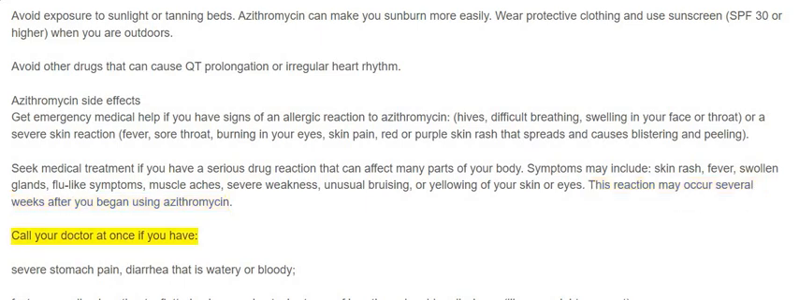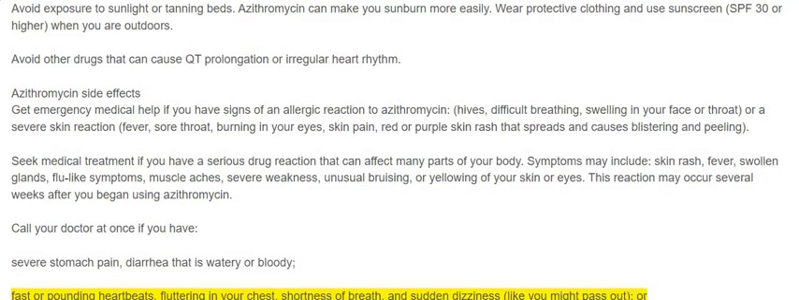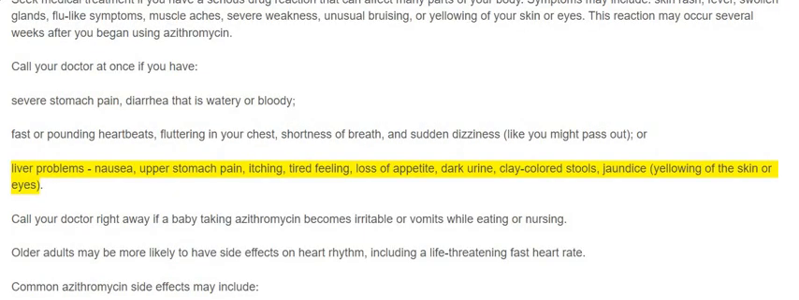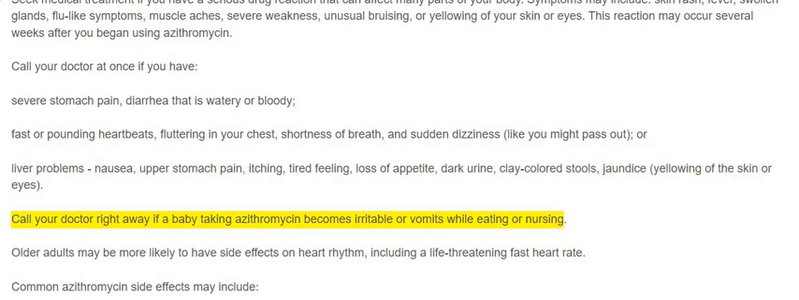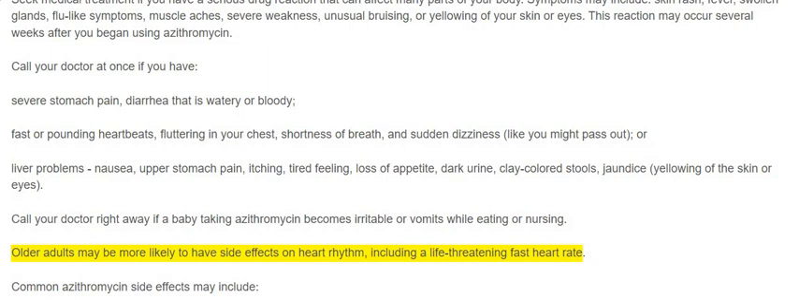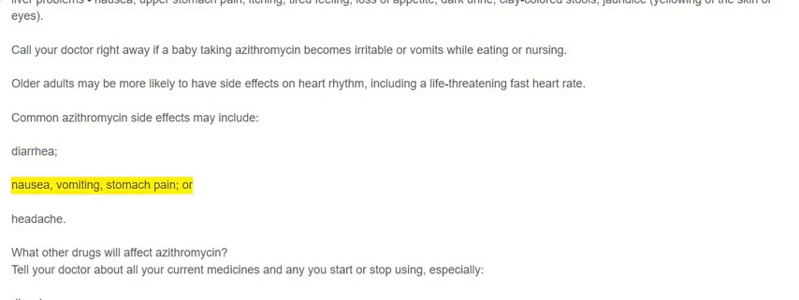Call your doctor at once if you have severe stomach pain, diarrhea that is watery or bloody, fast or pounding heartbeats, fluttering in your chest, shortness of breath, and sudden dizziness, like you might pass out, or liver problems: nausea, upper stomach pain, itching, tired feeling, loss of appetite, dark urine, clay-colored stools, jaundice, yellowing of the skin or eyes. Call your doctor right away if a baby taking azithromycin becomes irritable or vomits while eating or nursing. Older adults may be more likely to have side effects on heart rhythm, including a life-threatening fast heart rate. Common azithromycin side effects may include diarrhea, nausea, vomiting, stomach pain, or headache.